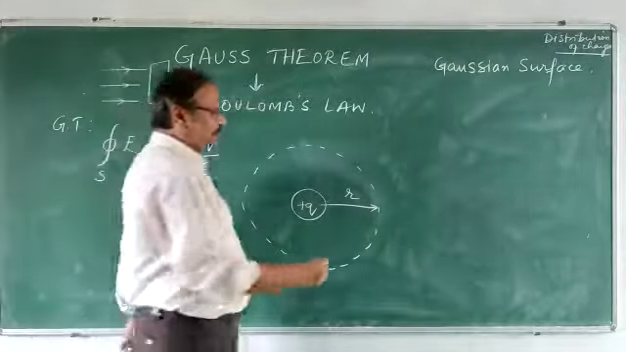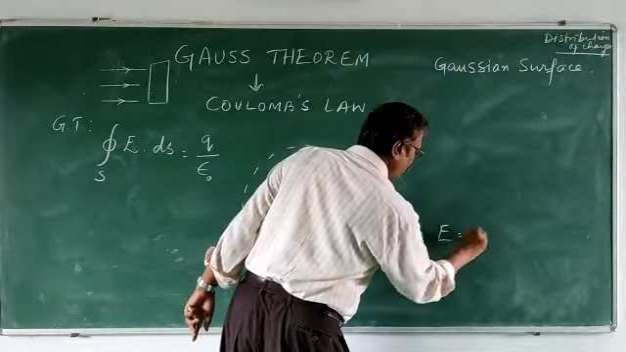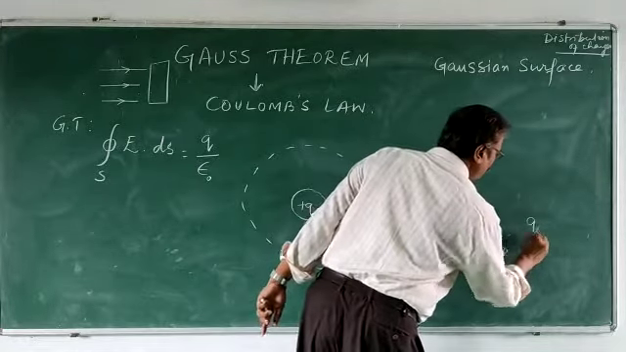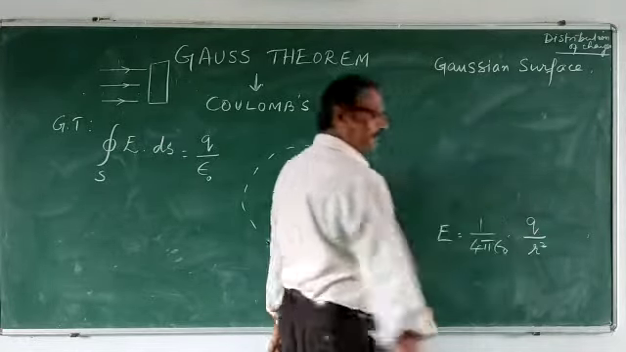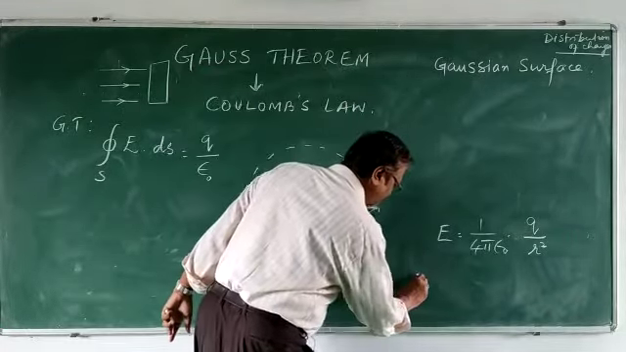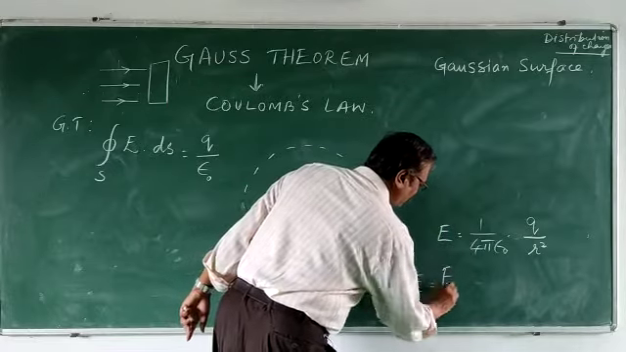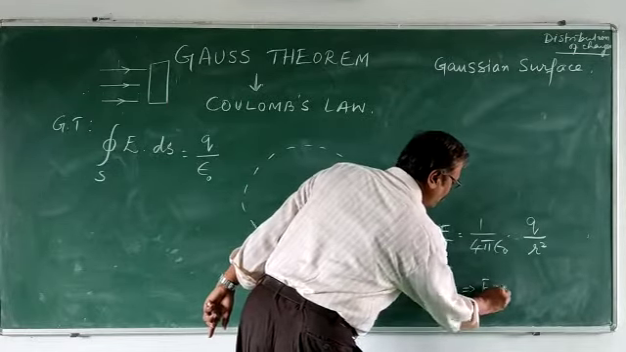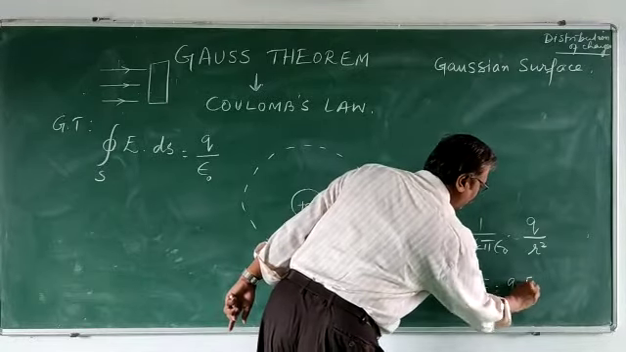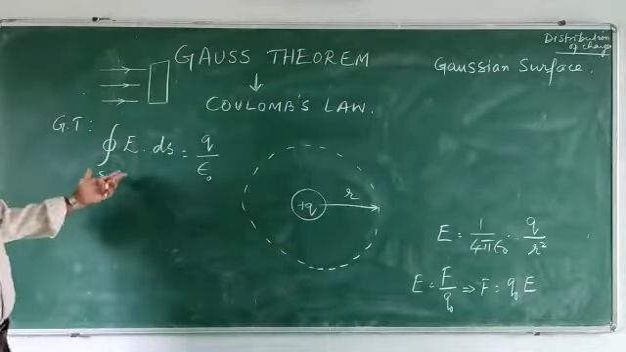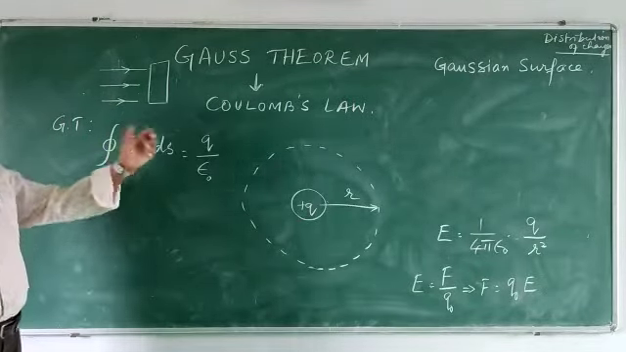We know Coulomb's law that electric field is equal to 1 upon 4 pi epsilon naught into Q upon r square. Right? This is the electric field, and you wanted to have the force. Let us say electric field is equal to force upon the test charge. So we can say from this force is equal to Q naught into E. Now how to derive that equation? This is what we are going to study in this particular video.